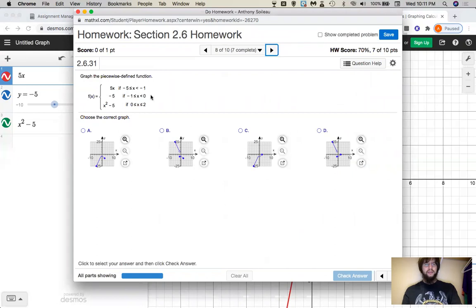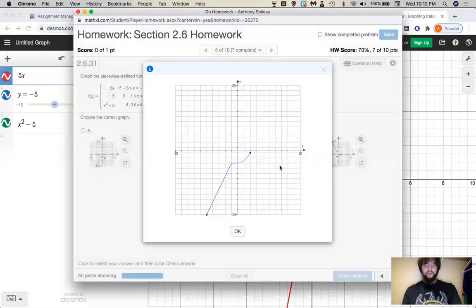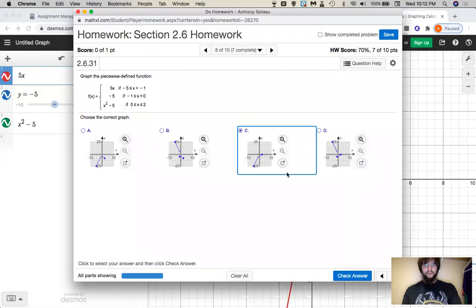I'm sure there's a way to type this in there. I don't know. You can play around with it if you want to. I don't feel like it. But it's got to go up, constant, and then an opened up parabola. Oh, there it is. Let's make that bigger. I think that's it. Up, constant, open up parabola. Okie dokie, I'll take you.